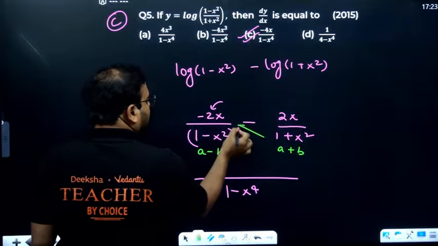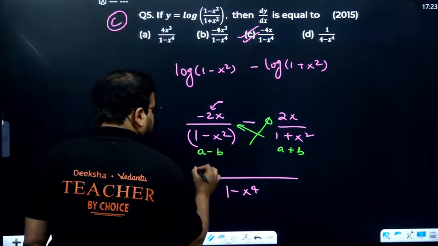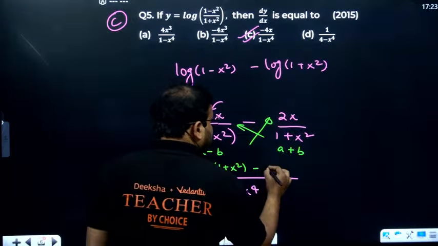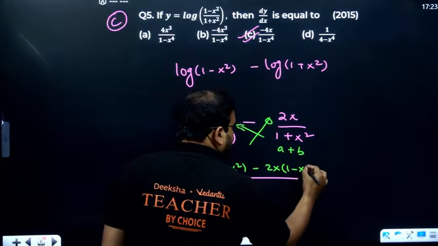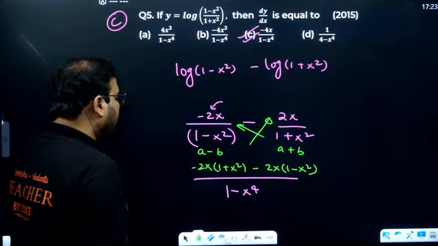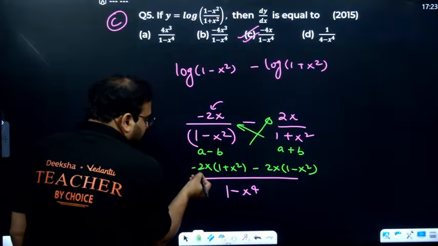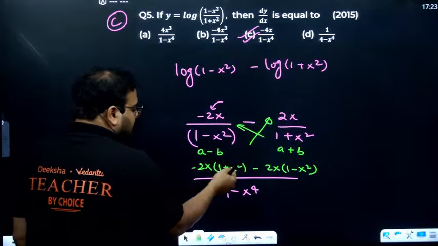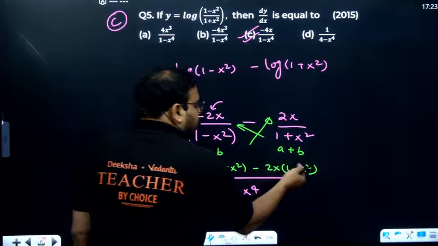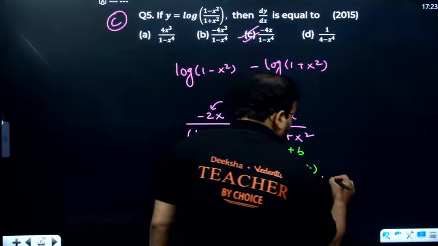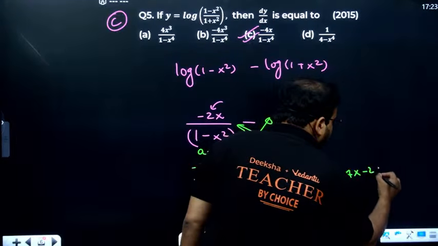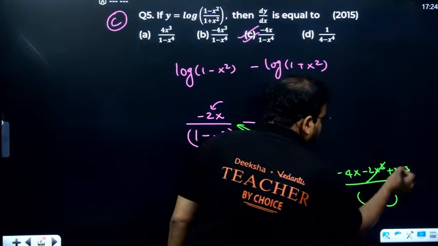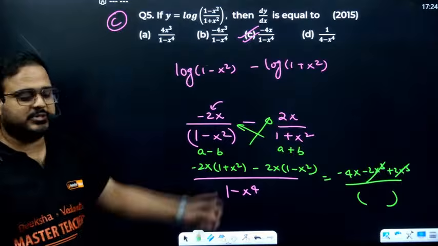Now the rest is what? Cross multiplication of these. Check. Minus 2x times of 1 plus x square and minus 2x times of 1 minus x square. If you expand, you will be having minus 2x and minus 2x. That becomes minus 4x. And the other term will be minus 2x cube plus 2x cube. That will cancel. So you'll have minus 4x minus 2x cube plus 2x cube upon the same bracket. This cancels. My answer was option C.